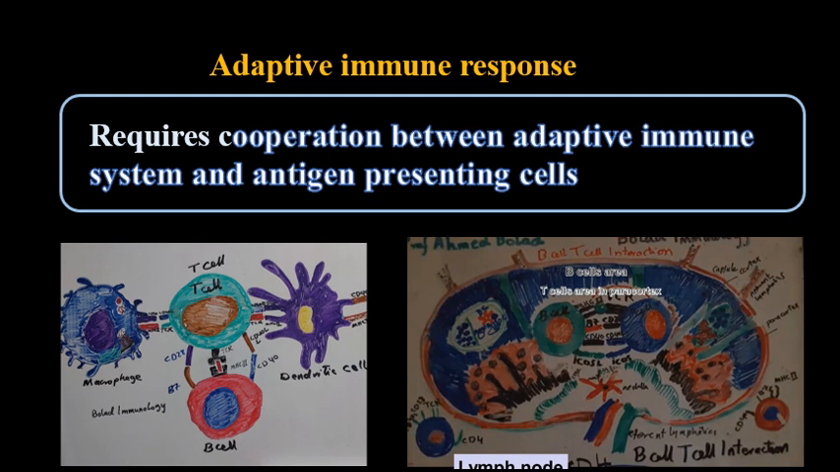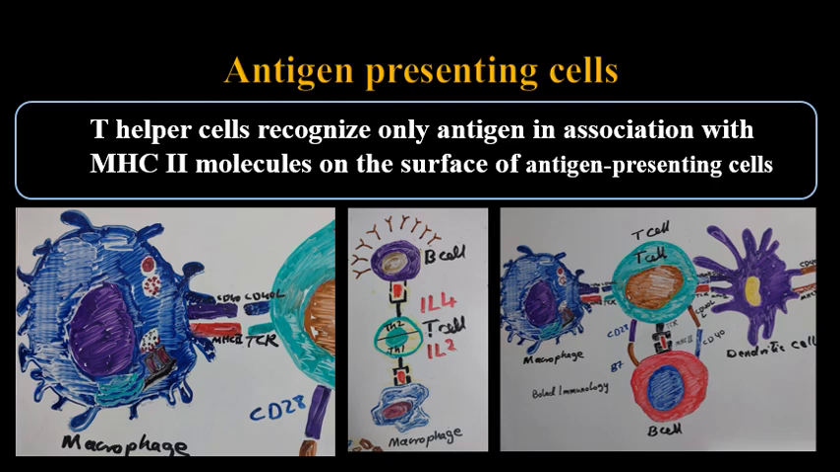So the adaptive immune response requires cooperation between the cells of the adaptive immune system and antigen presenting cells. The antigen presenting cells are dendritic cells, macrophages, and also B cells can act as antigen presenting cells. So lymphocytes recognize antigen only in association with major histocompatibility expressed on the surface of the antigen presenting cell, as can be seen here.